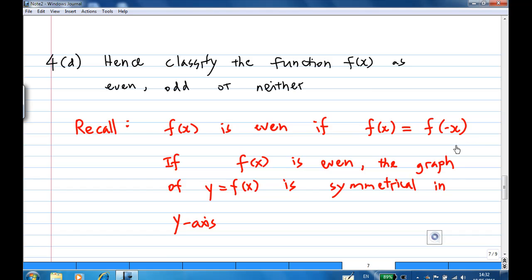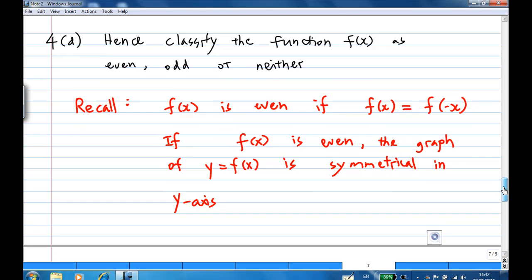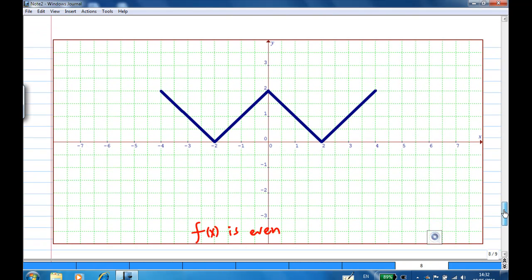Alternatively, we can look at the graph. If f of x is even, then the graph of y equal f of x is symmetrical in the y-axis. Now when you look at the graph, we know that the graph of y equal f of x here is symmetrical in the y-axis, right? Therefore, this function is even. And that is the end of the solution.